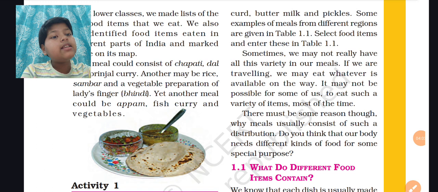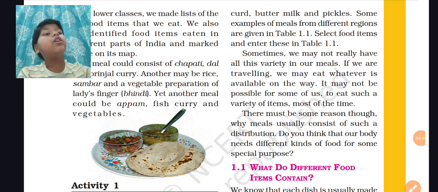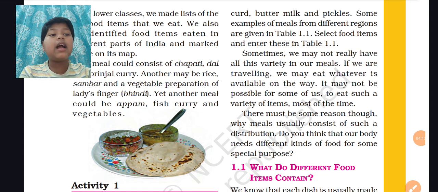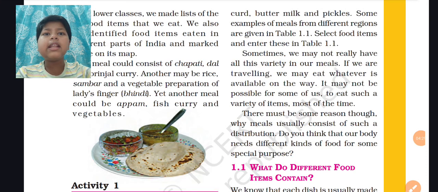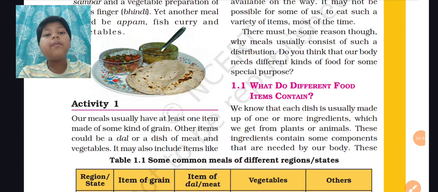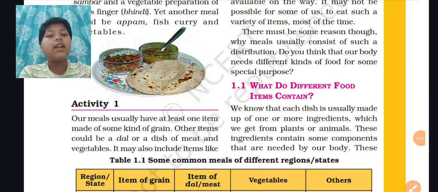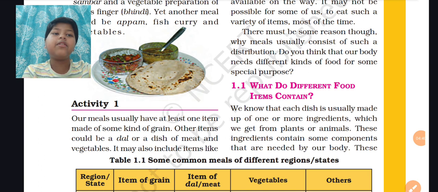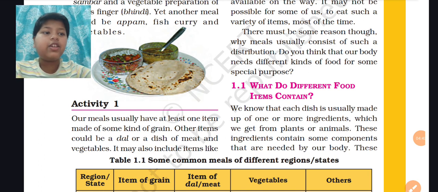There must be some reason why meals usually consist of such a distribution. Do you think that our body needs different kinds of food for some special purposes? I don't know. First, let's do activity 1.1 and we will fill table 1.1. Then we will go to explanation 1.1.